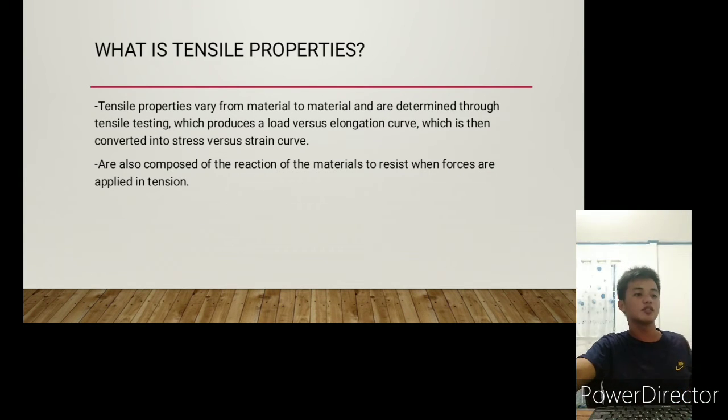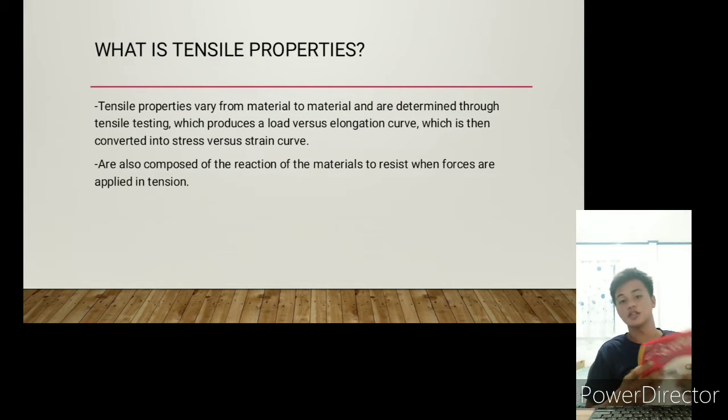Tensile properties vary from material to material and are determined through tensile testing, which produces a load versus elongation curve, which is then converted into a stress versus strain curve. It is also composed of properties of a material that has the ability not to fracture easily. The best example of this is metals, because metals tend not to break easily when force is applied, but eventually they fracture when they pass the curve, which they call the stress-strain curve.